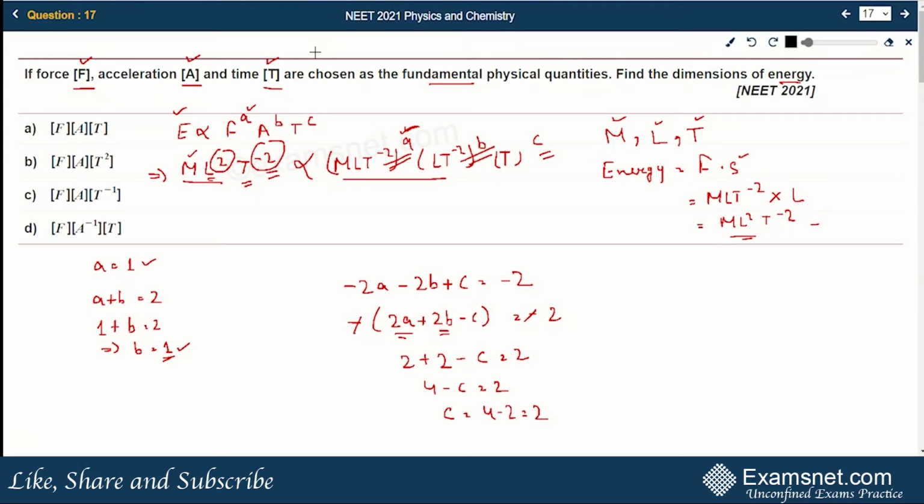So now we have got the value of a as 1, value of b as 1 and value of c as 2. So we can write that if we use F, A and T, then the powers will be F^1, A^1 and T^2. Okay, so here you can see option B has these powers. So this will be your correct answer.